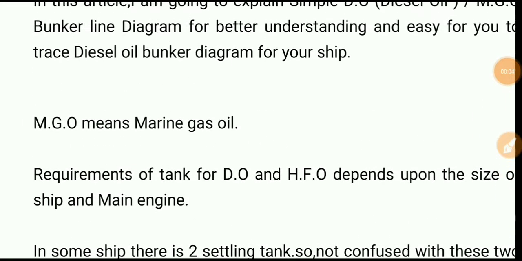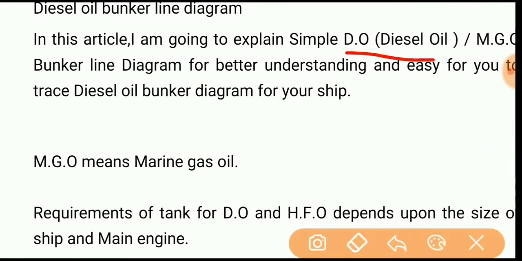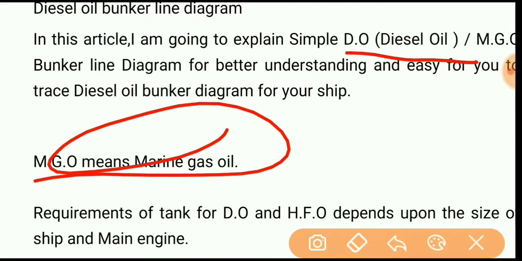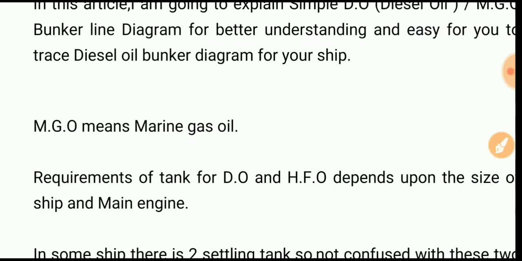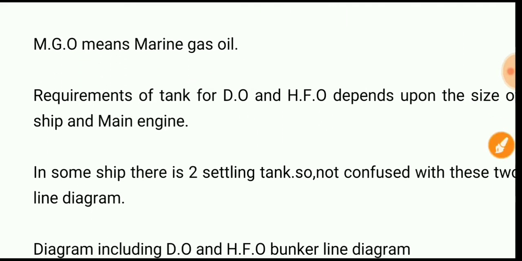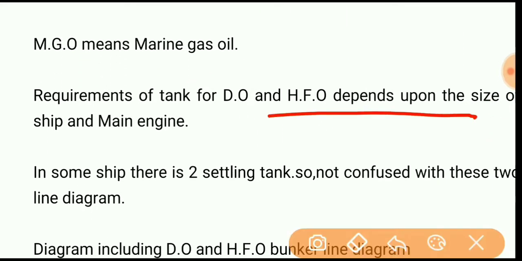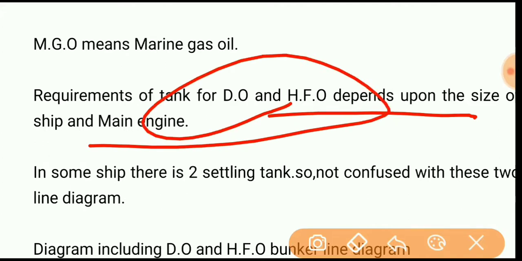Today in this video I am going to explain about the DO or MGO bunker line diagram. You can easily trace the diesel or bunker diagram for your ship if you see this video. MGO means marine gas oil. The tank for MGO or diesel oil is the same. And the requirement of tanks for DO and HO depends upon the size of the ship, the main engines, and many other factors.